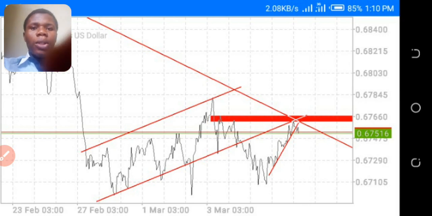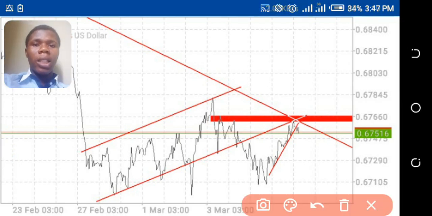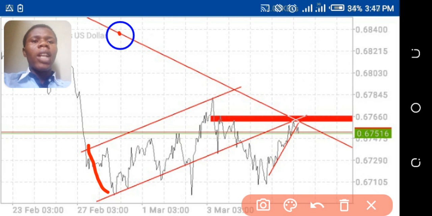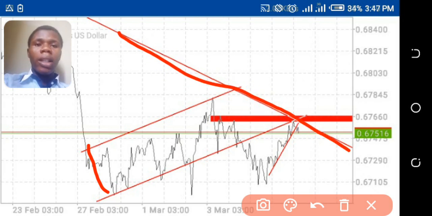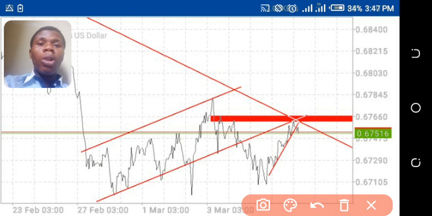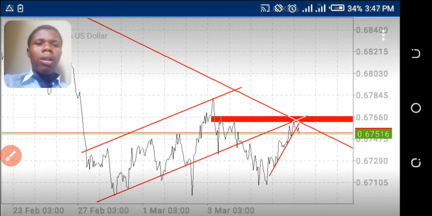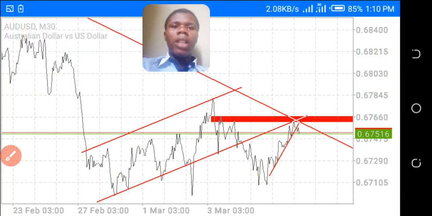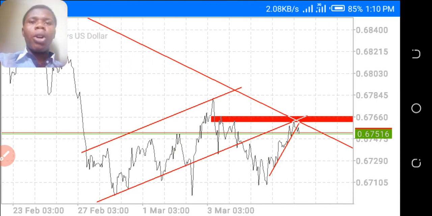Okay, so this was it. I was on this chart, AUD/USD. This market was actually bearish. I knew it was bearish. Now look at this long trend line that is here, the big one. It was drawn on the 4 hours. Let me check the time frame that I'm using to show you guys stuff. Okay, this is a 30 minutes time frame on AUD/USD.